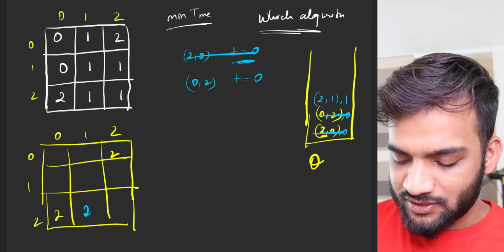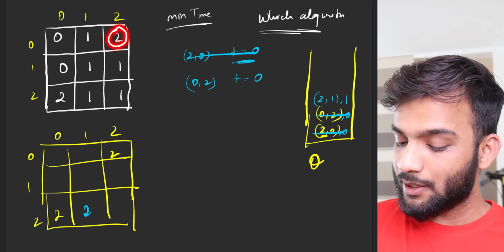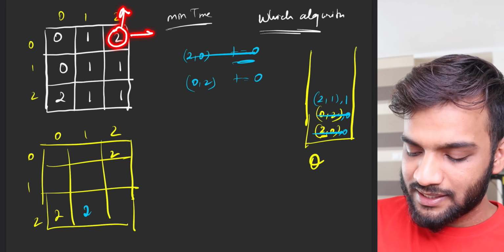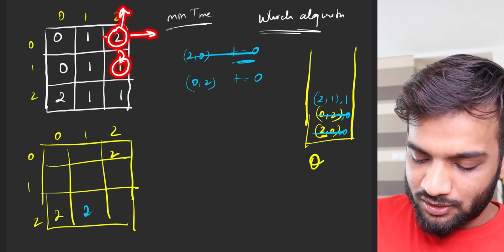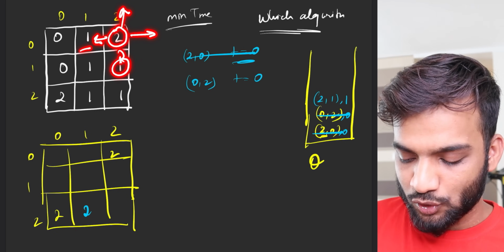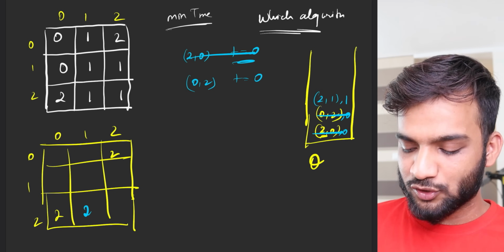Okay. So where is 0, 2? Here. Who are its neighbors? This guy invalid, this guy invalid, this guy a fresh orange, this guy a fresh orange. So there are two fresh oranges. So you'll just pick up those two fresh oranges.